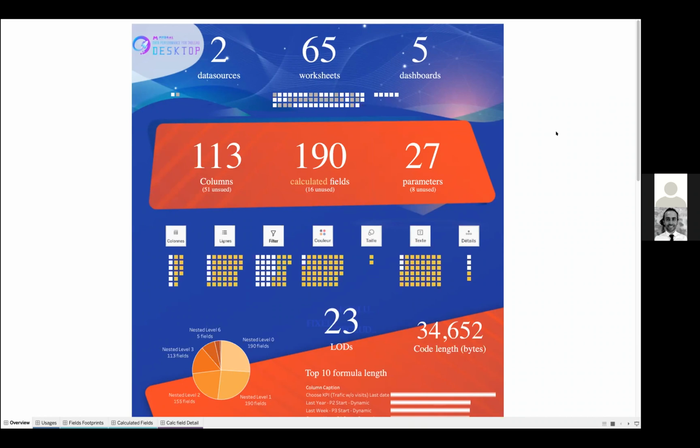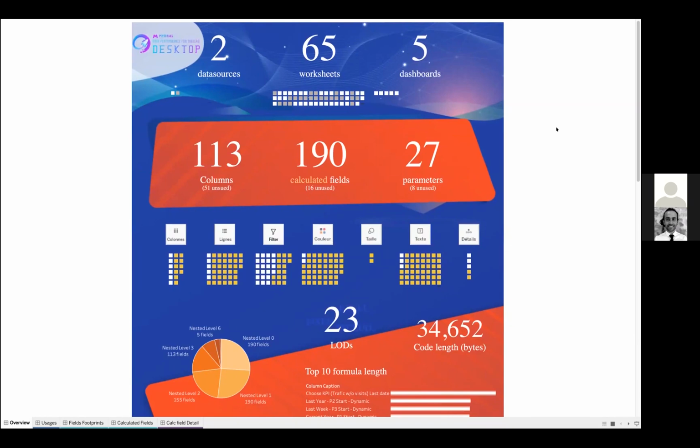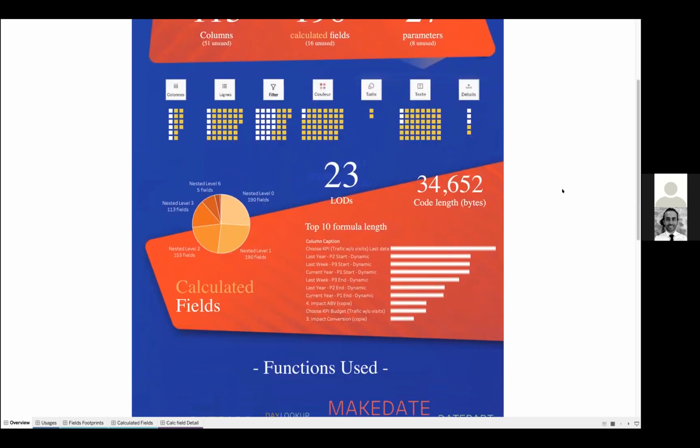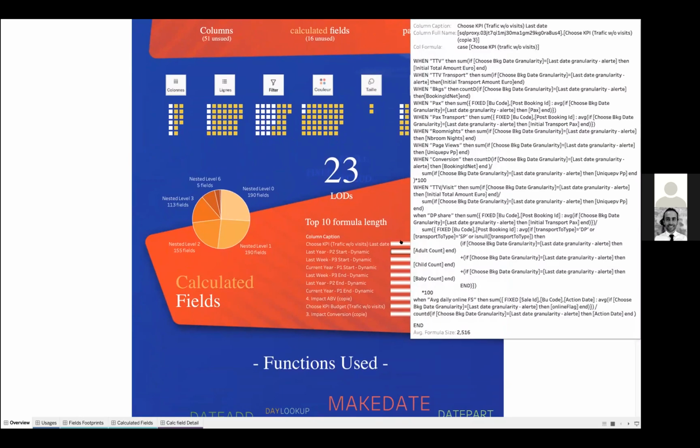The way this visualization works is that we have a top-down approach, meaning that we have more general or high-level KPIs at the top, like the number of data sources, the number of filters, parameters being used. And the more you scroll down, the more detailed information you're going to get. So we can see here a top 10 of the most complex formulas used here, with the ability to get a preview of it. So obviously you can see here how complicated or long this formula is.